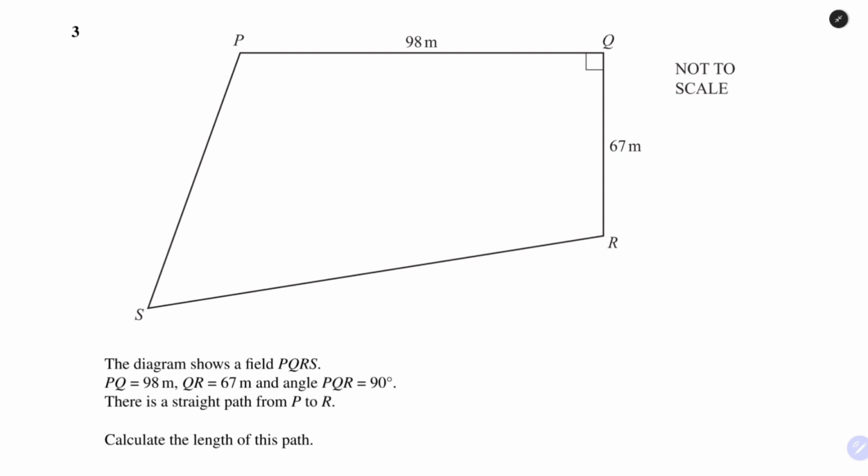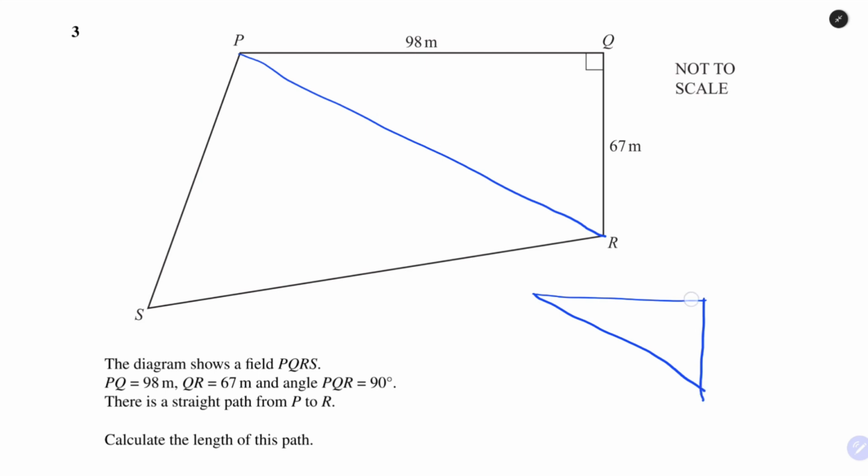Now, we've been told that there's a straight path between P and R. It's not given directly, so we have to draw it. Now, drawing that, let me draw the triangle for you to see it better. You will notice that again, we have a right angle triangle. The right angle being here, this is Q, this is R, and this is P. This is 98 meters, and this is 64 meters.